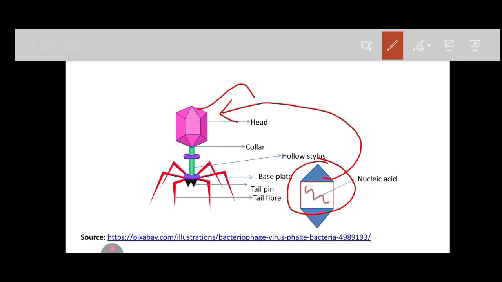called virions, right. Remember these terminologies or glossaries, which will help you to write the 2 mark questions. So, what are virions? Virions are mature virus particles. So, what is a mature virus particle? A virus particle with all structural components, right.